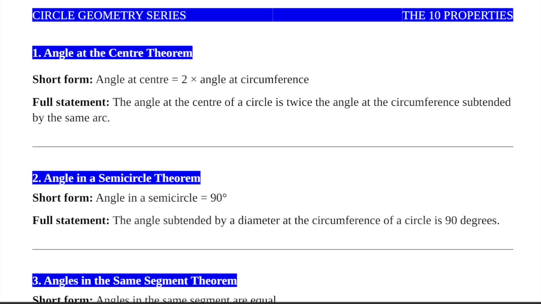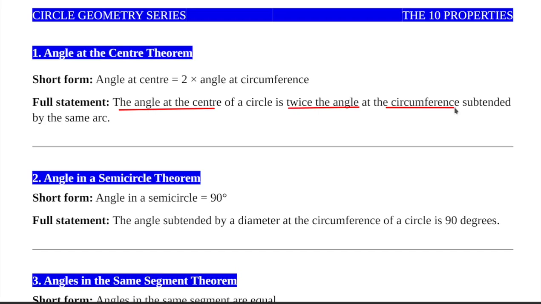The first theorem was the theorem on angle at the center. Let's talk about it. What does it say? It says that the angle at the center is twice the angle at the circumference. Angle at the center twice the angle at the circumference.